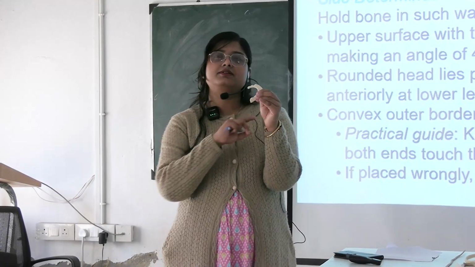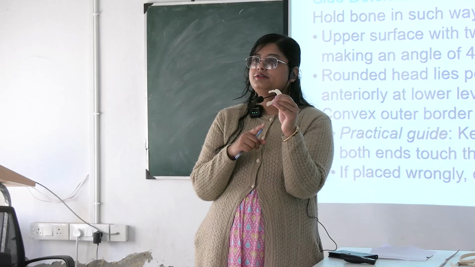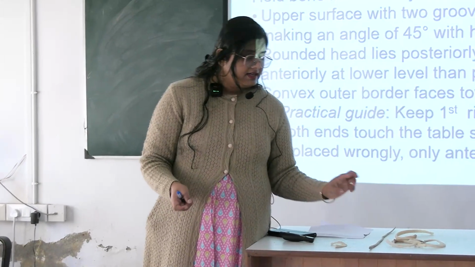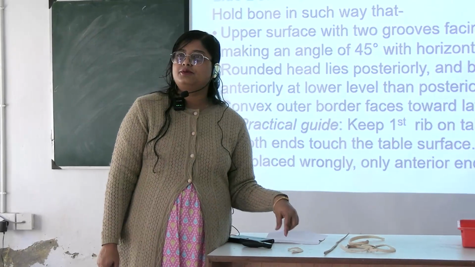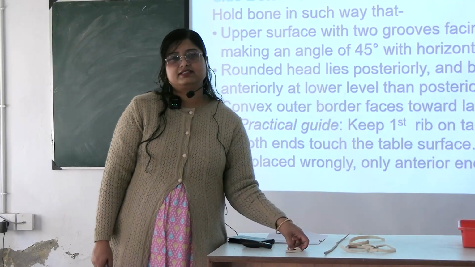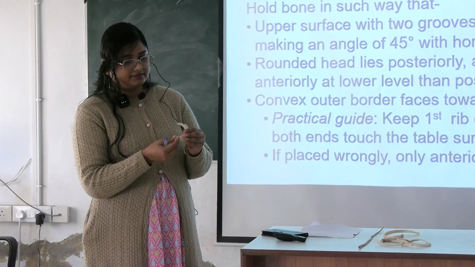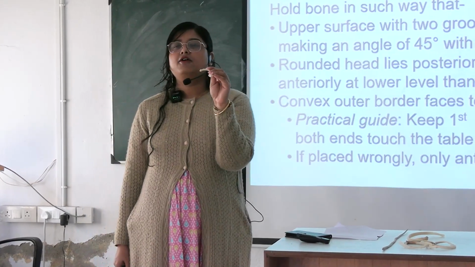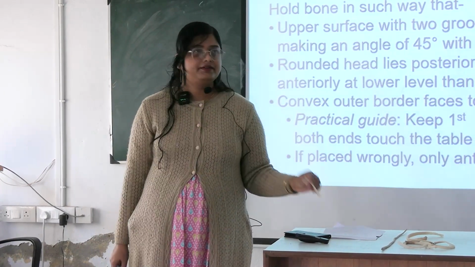Okay, understood? So you will be able to hold it in anatomical position. You place the rib on a flat surface. When the two ends are touching the ground, the rib belongs to that side. So this is first rib, or anatomical position of first rib of left side.